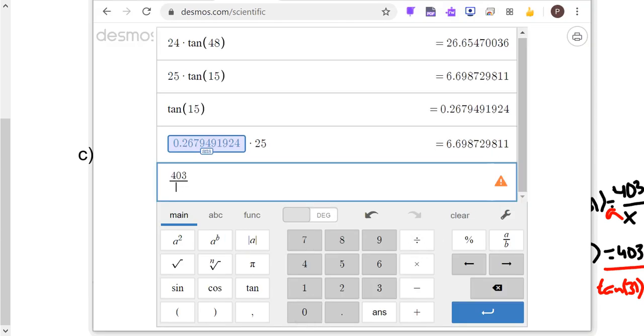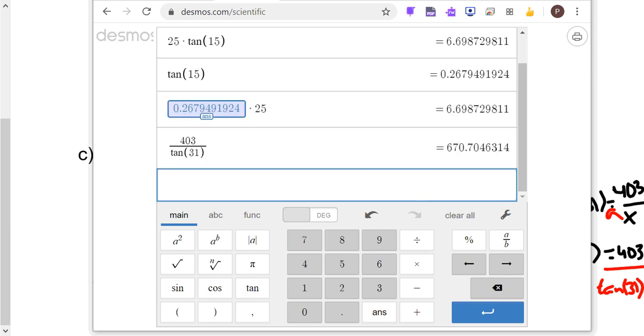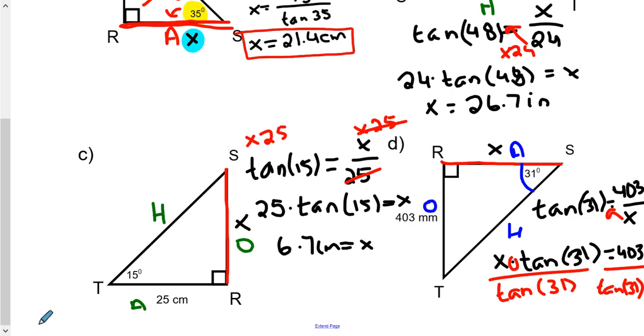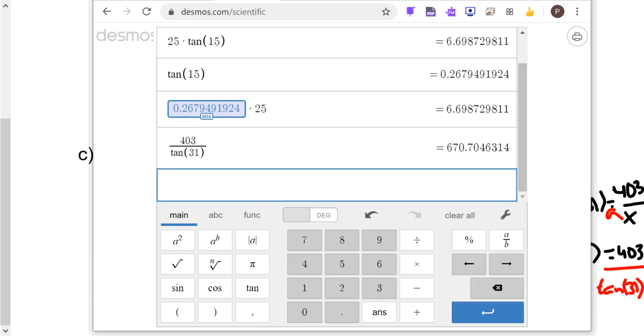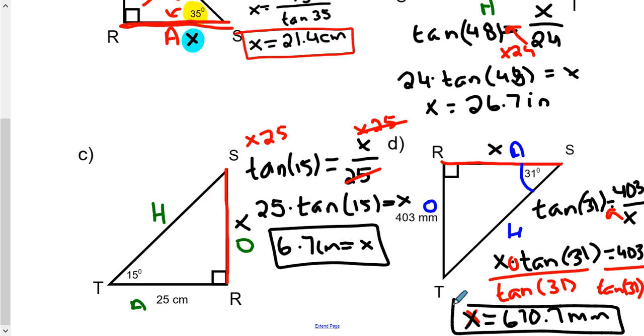403 divided by tangent of 31. And it tells us 670. Right? This time the adjacent side is a little bit longer than the opposite side. So x equals 670.7. And this was in millimeters. Right, so these are all of your side length questions here. Really, two possible options, right? There's only two ways the algebra can get tricky. So if you can practice these ones, right, you could do any trigonometry question.